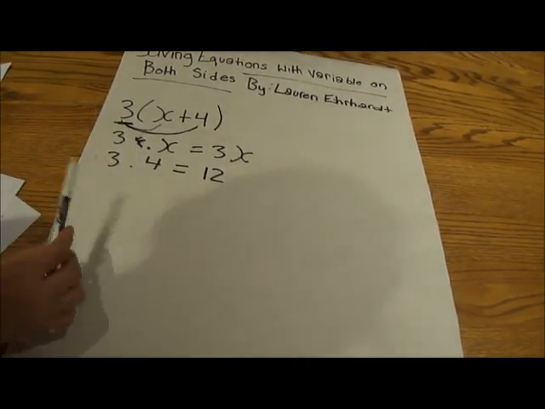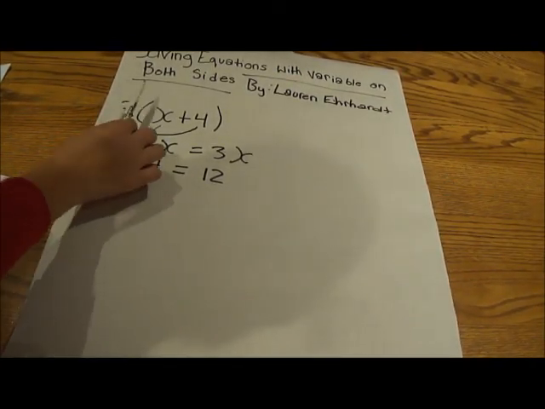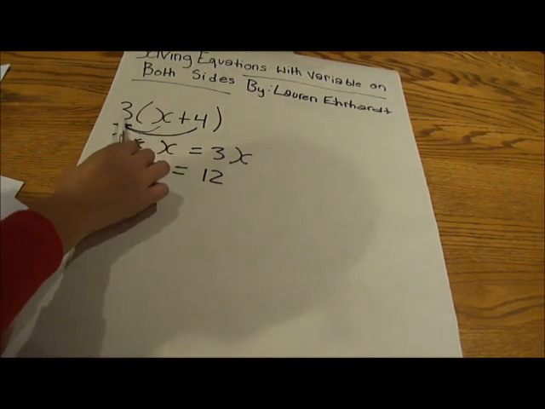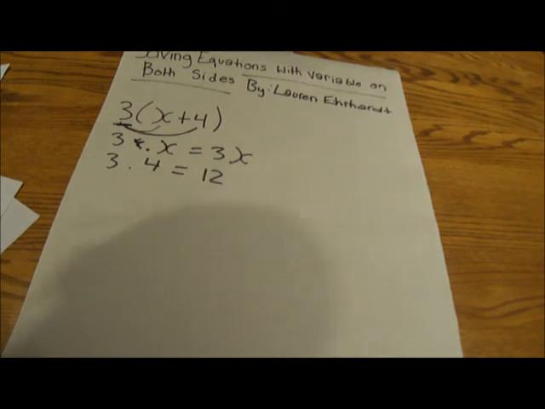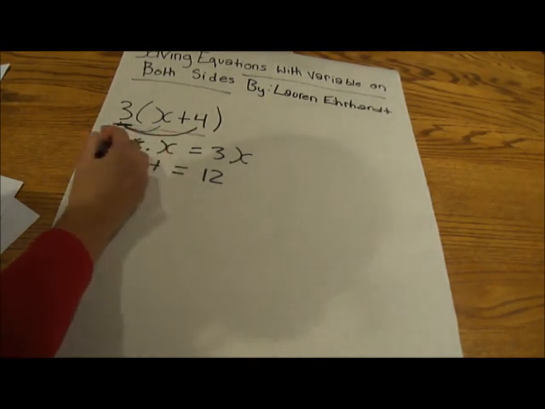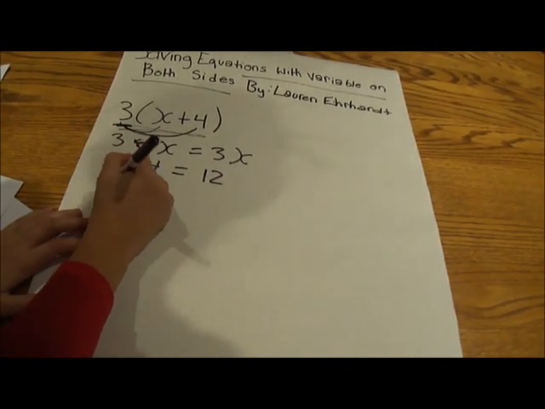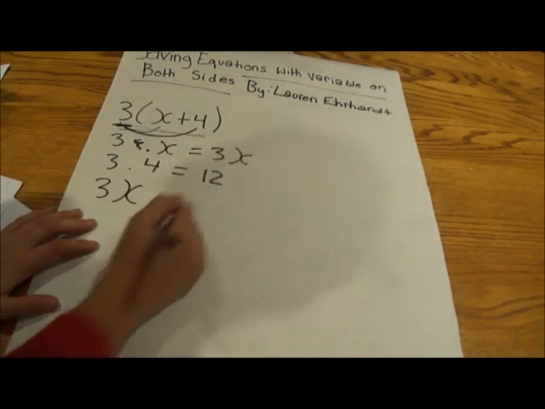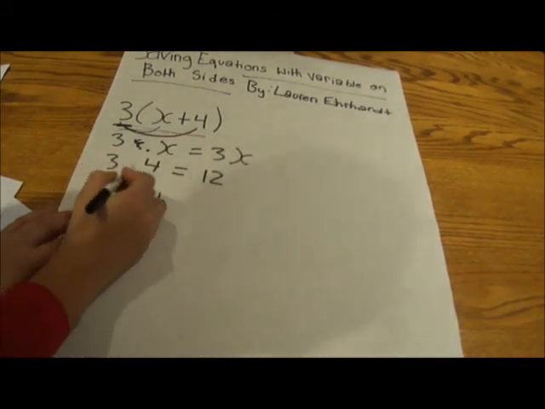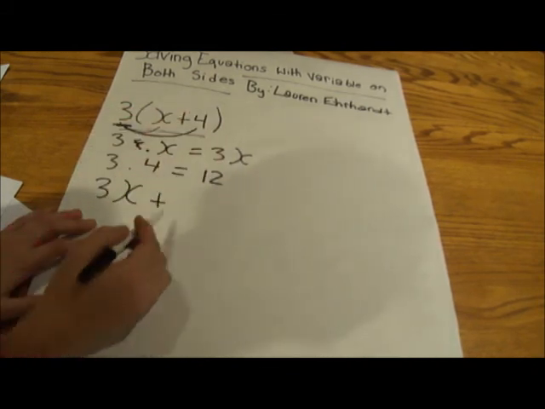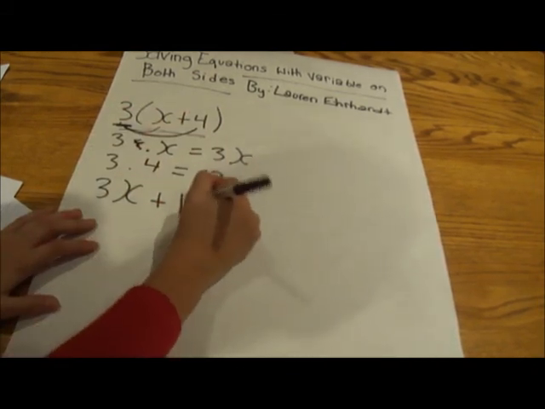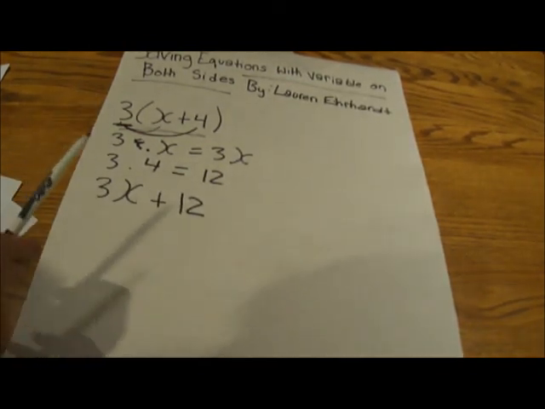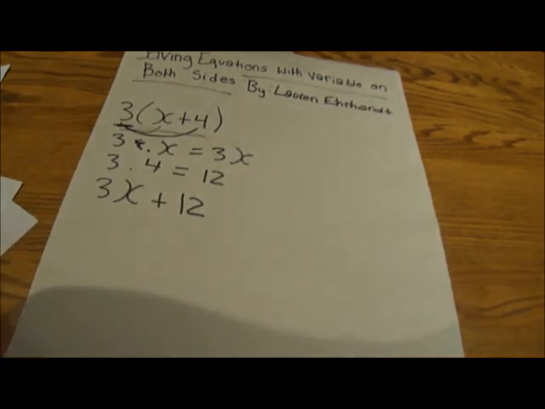This is distributive property: taking the outside number of the bracket and multiplying it by each number inside the bracket. Our equation went from this to 3x, which is 3 times x, plus 3 times 4, which equals 12. So 3x plus 12. We just used distributive property to solve this question.